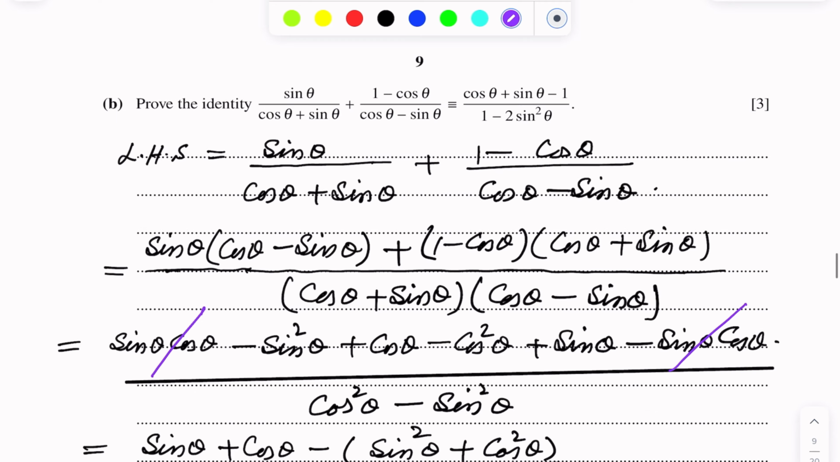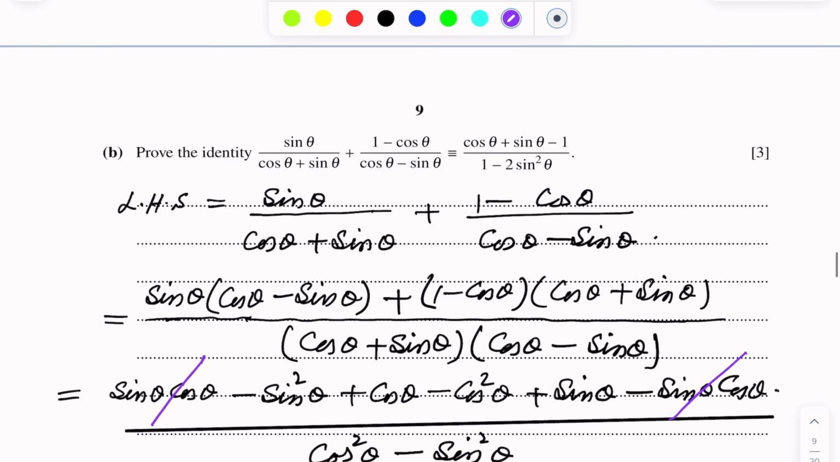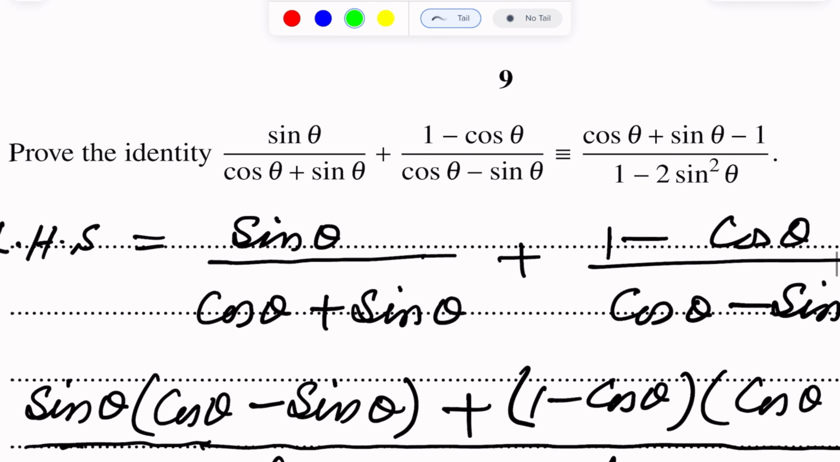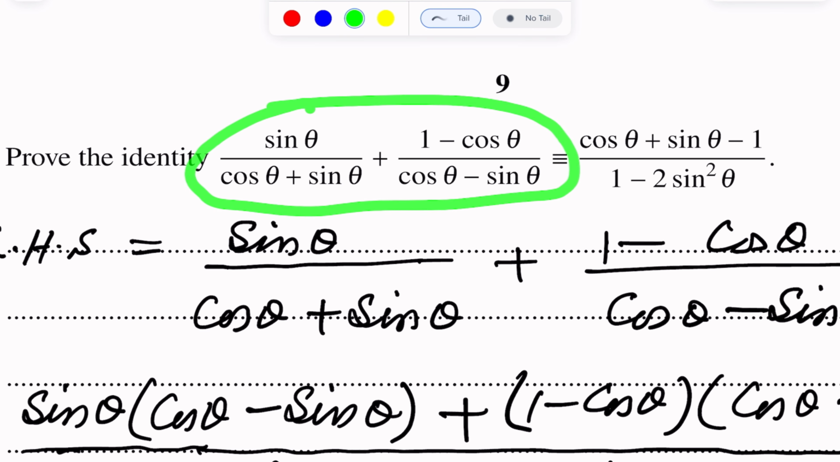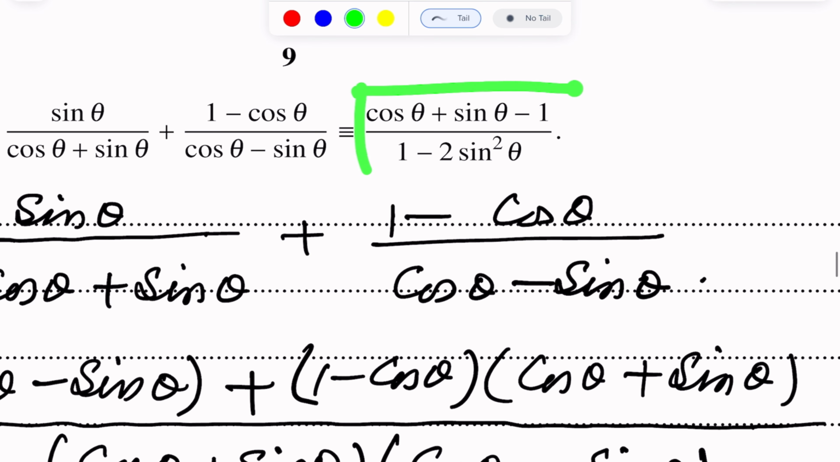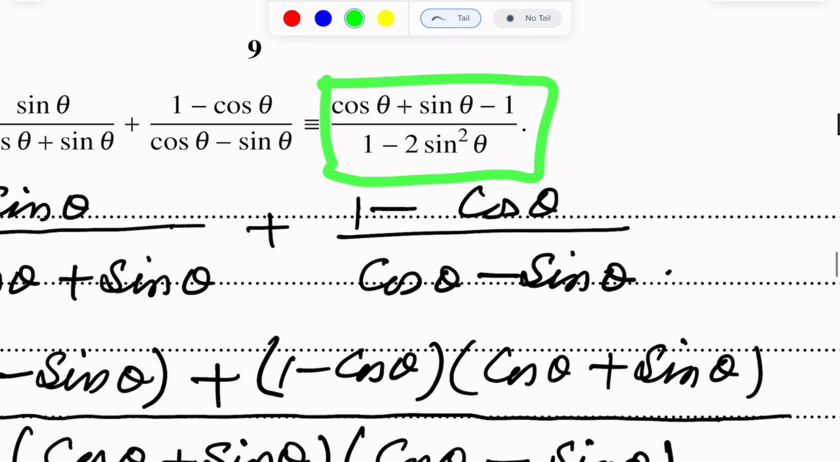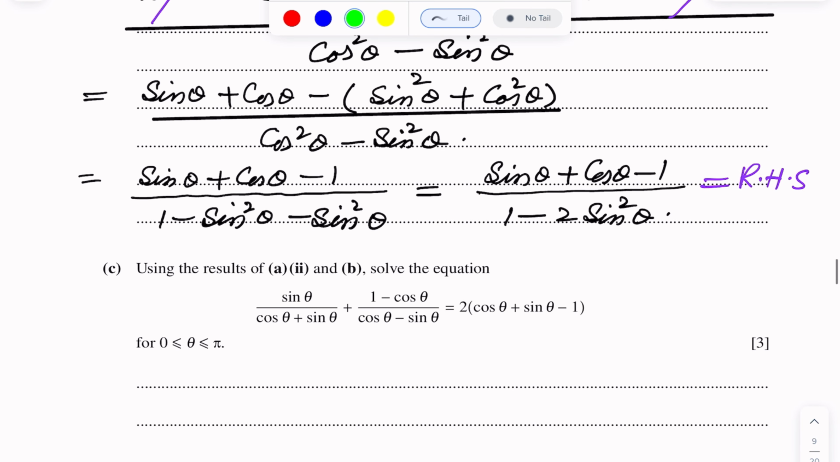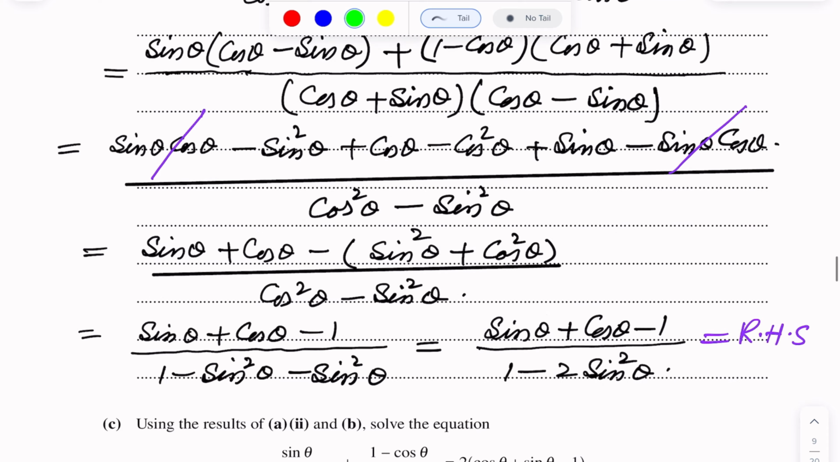We have proved this identity. This is left hand side. We have proved it equal to right hand side: cos theta plus sin theta minus 1 over 1 minus 2 sin square theta.